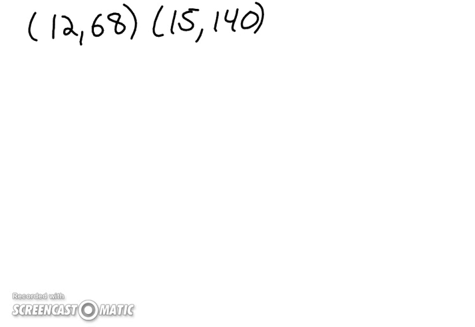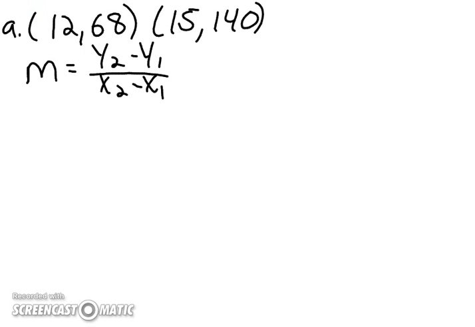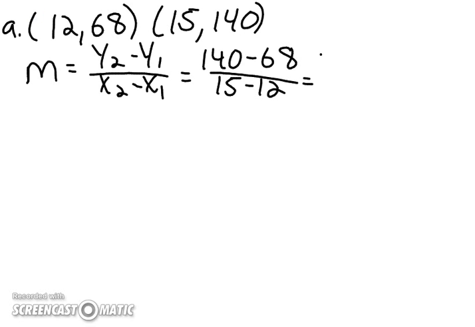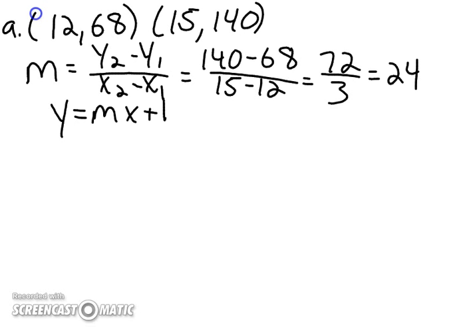So let's do that. Our slope, this is part A, is y2 minus y1 over x2 minus x1. In this case, that is 140 minus 68 over 15 minus 12. That is 72 over 3, which is 24. And we now have a slope. We're going to take that slope and plug it into y equals mx plus b.